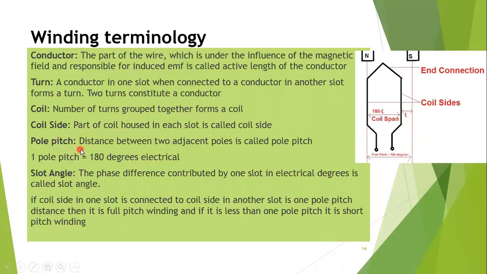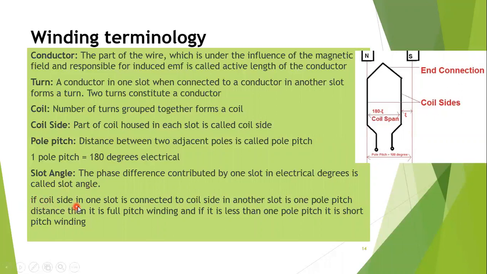Then what is pole pitch? Pole pitch is the distance between one coil side and another coil side, or the distance measured between two adjacent poles. It is also called coil span, which should be equal to 180 degrees electrical. So one pole pitch is equal to 180 degrees electrical. So what is slot angle? Slot angle is the phase difference contributed by one slot, in electrical degrees.